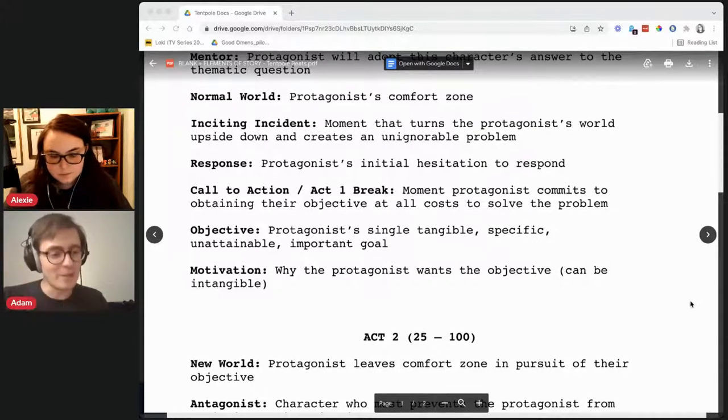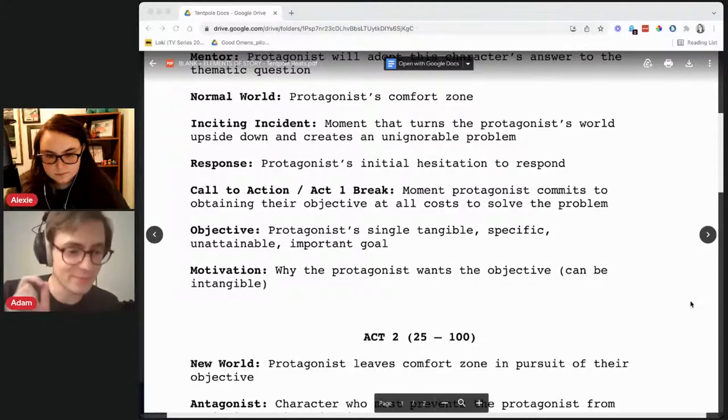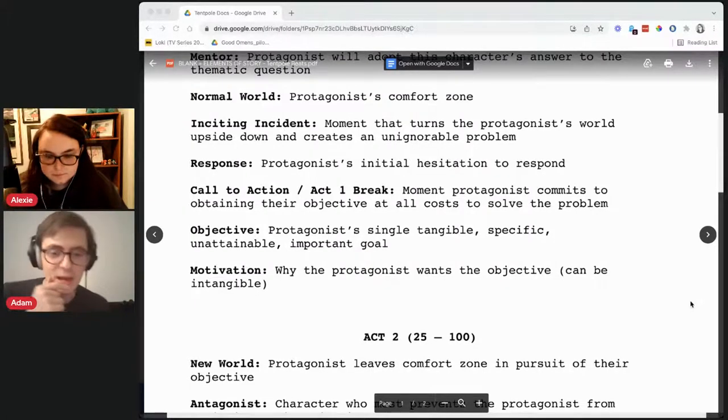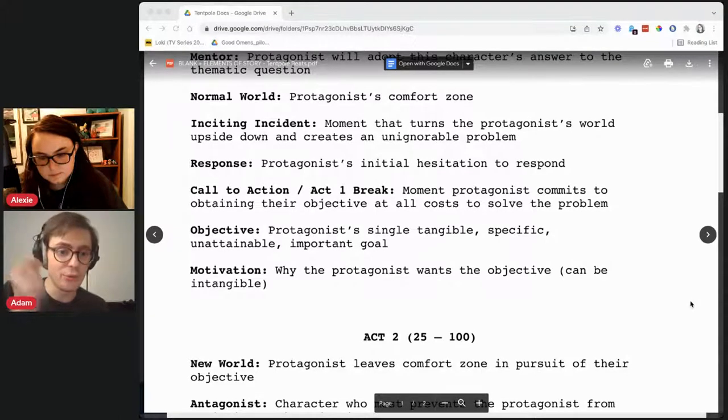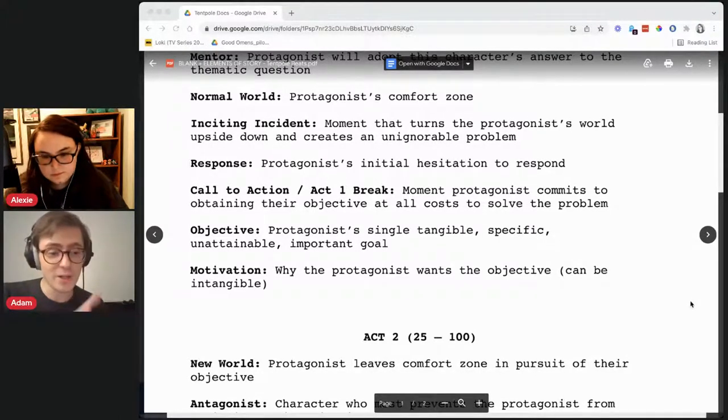It's the call to action moment, but it happens on the act one break. That's the distinction. It's not the same thing. But it's the moment the protagonist commits to their objective. This is arguably one of the most important moments of a story that people mess up all the time.